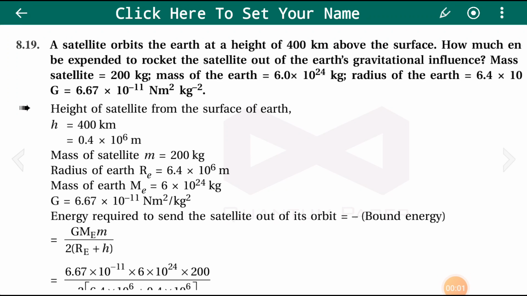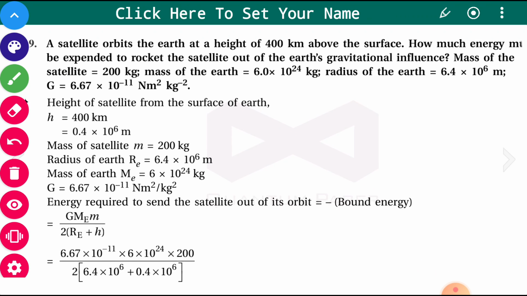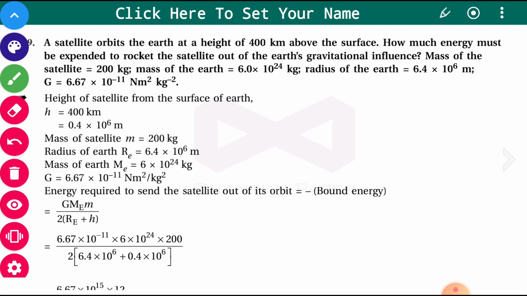Example 8.19. A satellite orbits the Earth at a height of 400 km above the surface. How much energy must be expended to rocket the satellite out of the Earth's gravitational influence? Mass of the satellite is 200 kg. Mass of the Earth is 6 into 10 raised to 24 kg. Radius of the Earth is 6.4 into 10 raised to 6 meter.